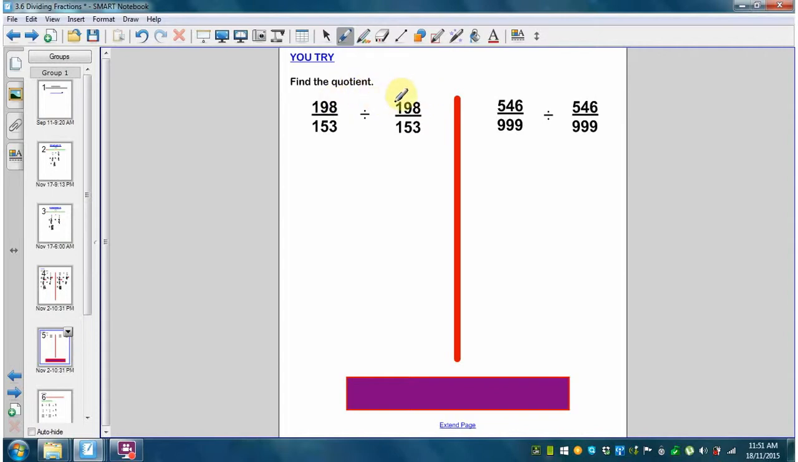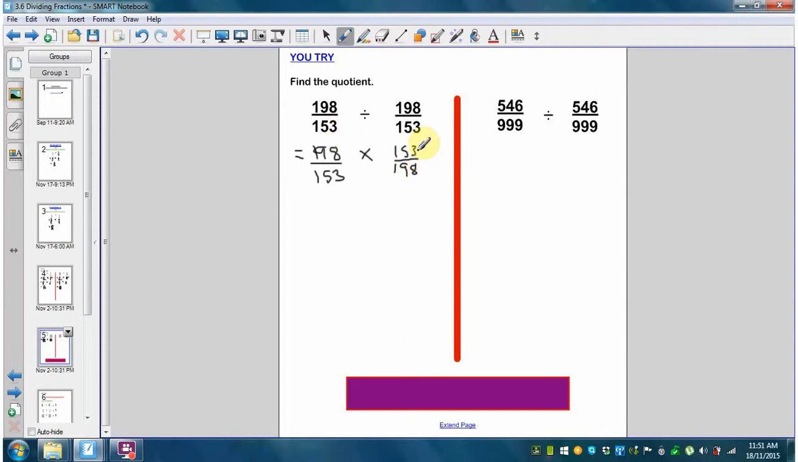Okay, so by now you should have at least thought of or attempted these. So here, we're going to not worry about these big ugly numbers, these big ugly fractions. We're just going to remember keep. So 198 over 153. Keep, change, and flip. So this becomes 153 divided by 198.